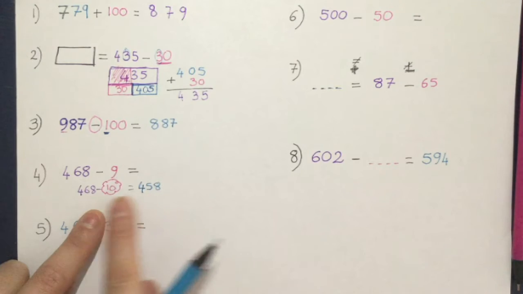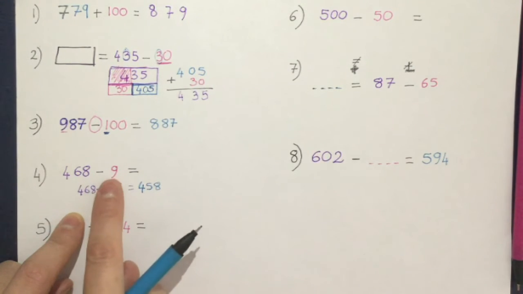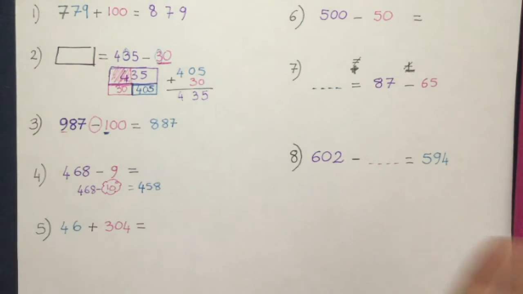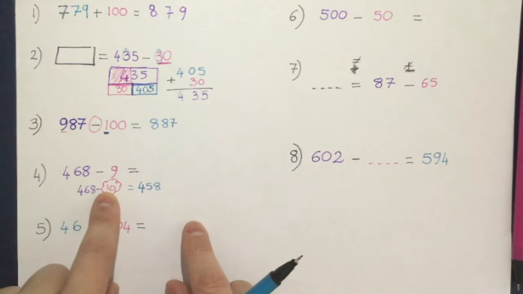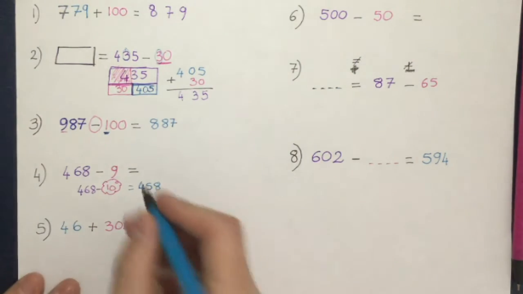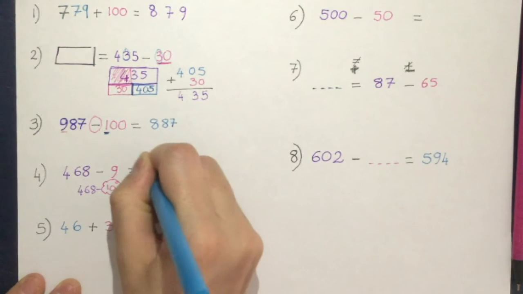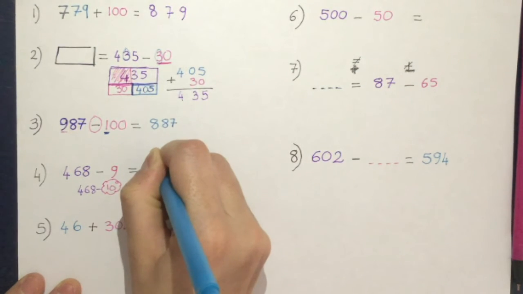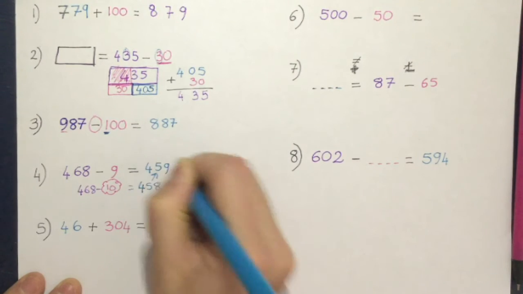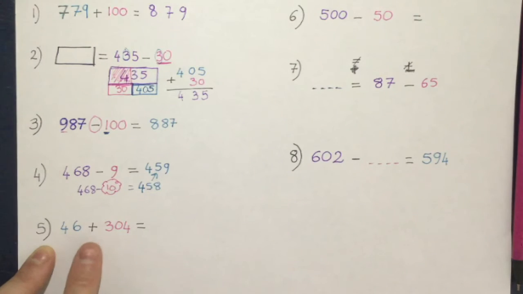But this is not 10, this is one less than 10. So I need to add one more to balance it, okay? Because here I took away one more, therefore I need to give one more here. So my answer would be 459.